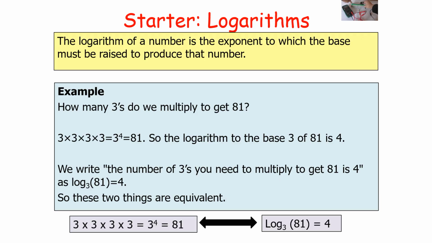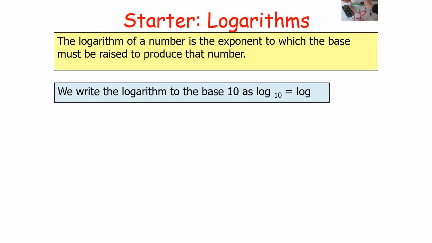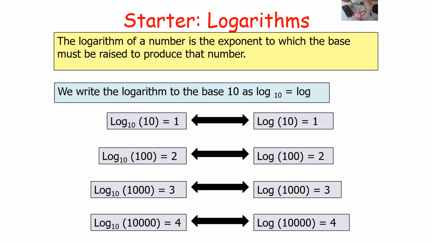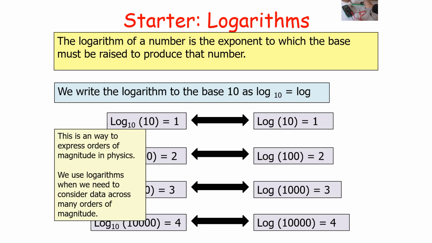Those things are equivalent. Now the logarithm we tend to use is logarithm base 10, which is just called log. So for example, log base 10 of 10 is equal to 1, log 100 is equal to 2, log 1000 is equal to 3, log 10,000 is equal to 4, and as you can see it's working through, and you can just drop that subscript 10 when you're working it through. So it's a nice way to express orders of magnitude in physics. We use logarithms when we need to consider data across many orders of magnitude.